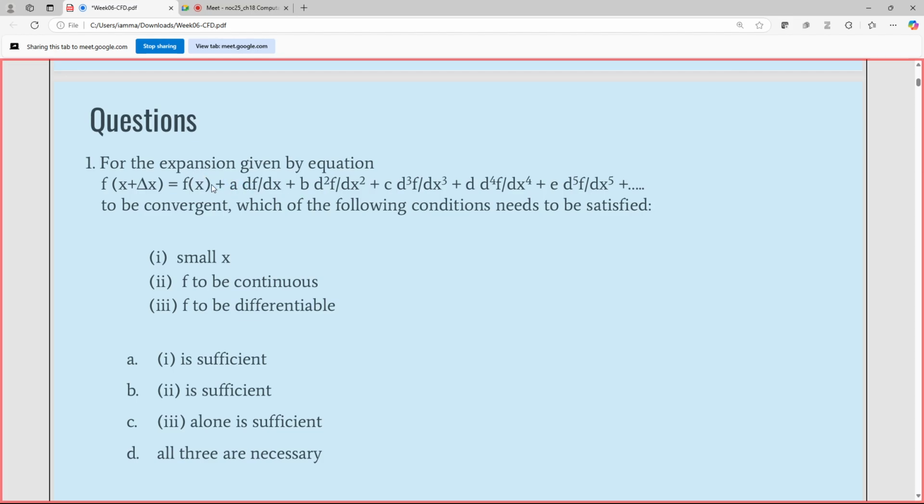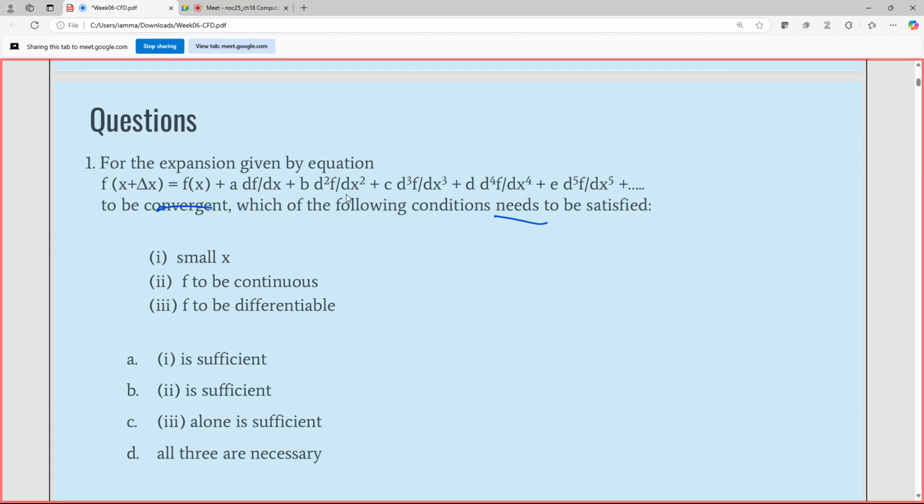Question one: for the expansion given by the equation f of x plus delta x is equal to f of x plus a into df by dx plus b times d square f by dx square plus c times d cube f by dx cube plus d times d raised to 4 f by dx raised to 4 plus e times d raised to 5 f by dx raised to 5 plus etc., to be convergent, which of the following conditions need to be satisfied?